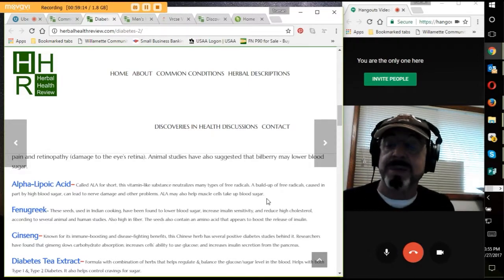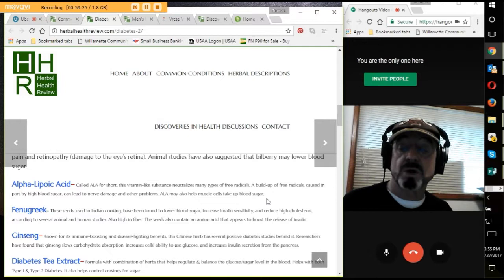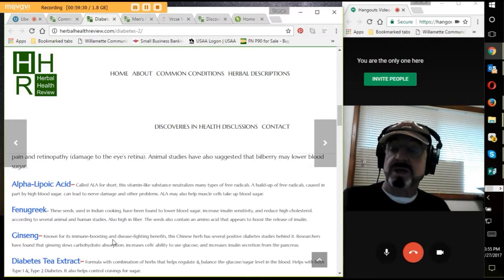And we're really getting some help here with alpha lipoic acid, because it helps to stop this nerve damage and other problems. ALA may also help muscle cells take up the blood sugar.